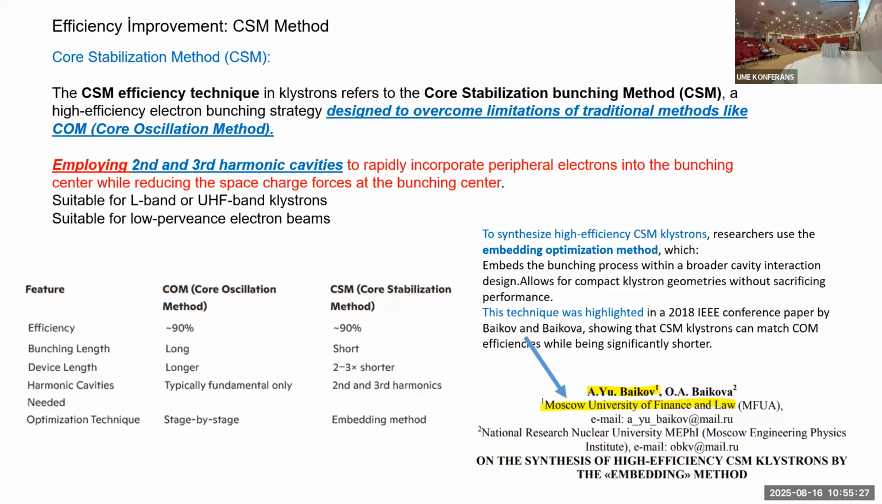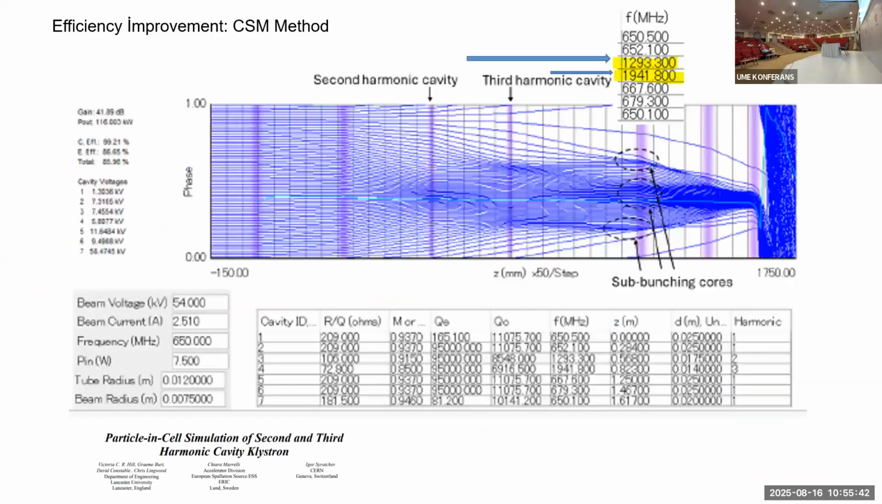Which method requires low emittance? This one is the CSM. CSM. Yeah. Okay. So that's very short. And this is the efficiency enhancement method we are going on.